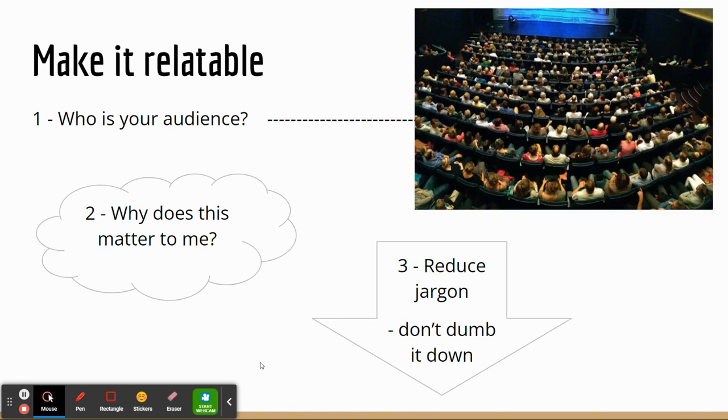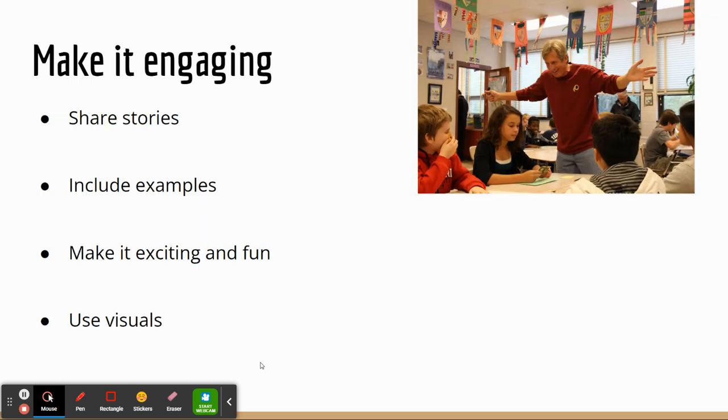Make sure you're making it relatable for your audience. Think about, are you talking to students, adults, males, females, and that you're answering that question, why does this matter to me? That will keep them engaged and wanting to know more. Also, think about reducing jargon. If you're talking about a topic that your audience might not understand, try to use words that are more relatable so that they can access the material easier.